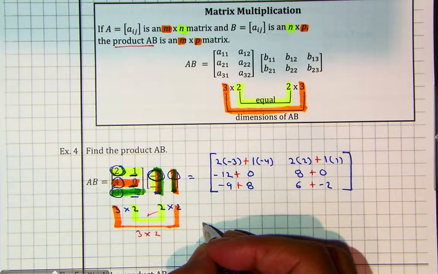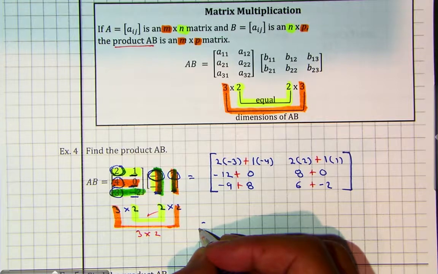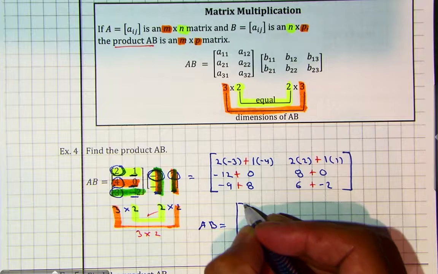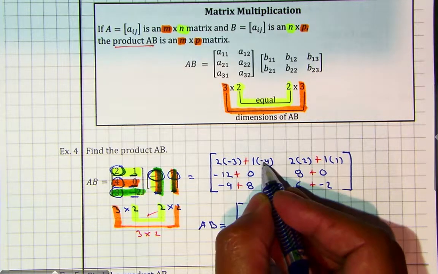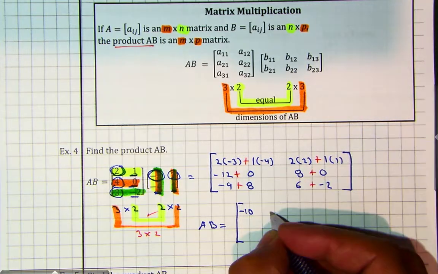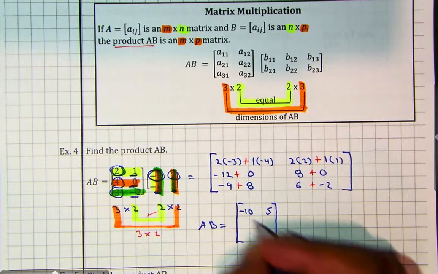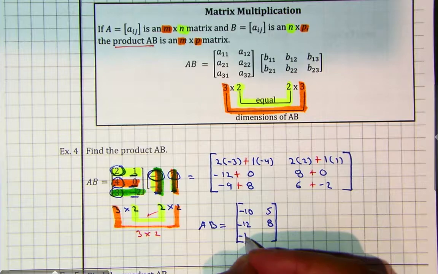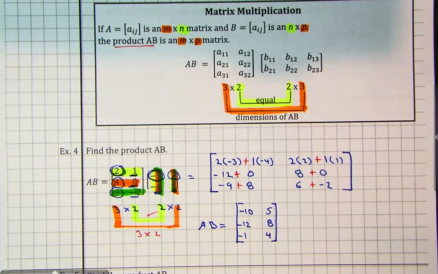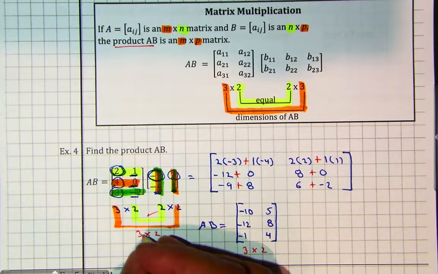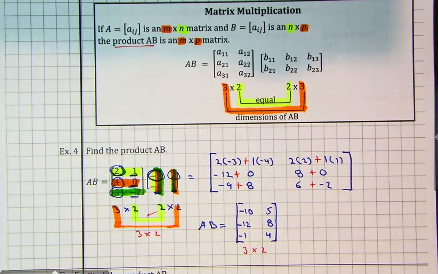And now we can just simplify. So therefore, AB will be equal to 3 rows in 2 columns. That gives me negative 6, and negative 4 is negative 10. 4 plus 1 is 5. Negative 12, 8, negative 1, and 4. And this is 3 rows in 2 columns, so this is a 3 by 2, just like we wanted it to be. Now your calculator also does matrix operations.